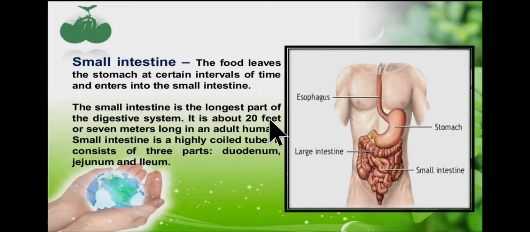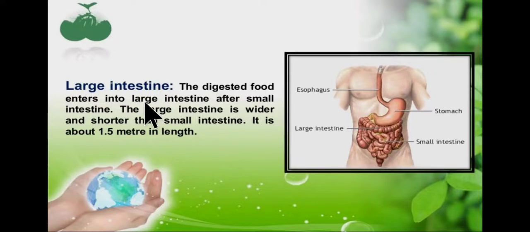Now the next comes small intestine. The food leaves the stomach at certain intervals of time and enters into the small intestine. The small intestine is the longest part of the digestive system. It is about 20 feet or 7 meters long in an adult human. The small intestine is a highly coiled tube. It consists of three parts, that is duodenum, jejunum and ileum.